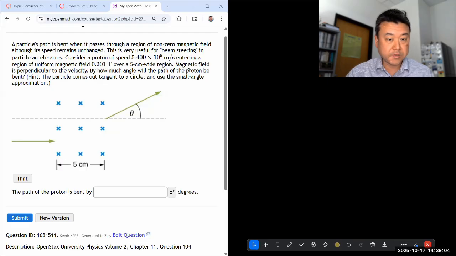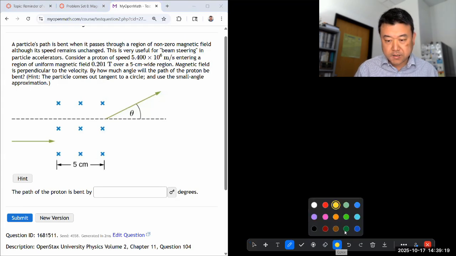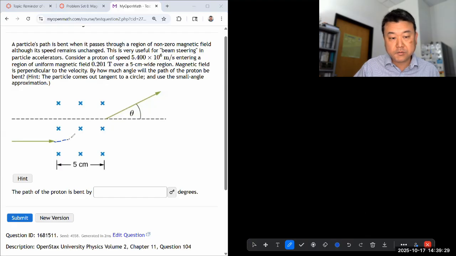Over a 5 centimeter region, the magnetic field is perpendicular to the velocity. By how much angle will the path of the proton be bent? The particle comes out tangent to a circle. So tangent to a circle, I think it's referring to this. I can imagine connecting the dots for the portion of the path that they didn't draw. As it enters the magnetic field region, it's going to start to bend in this way, and you imagine an arc of a circle.